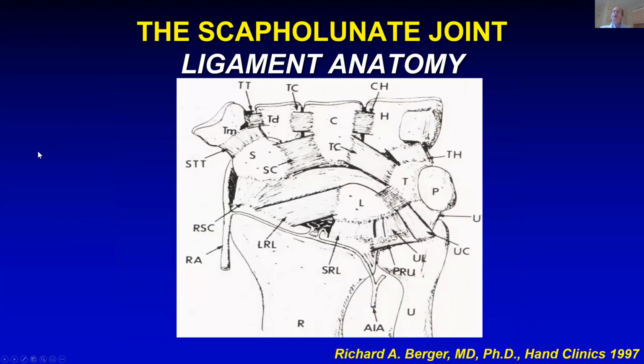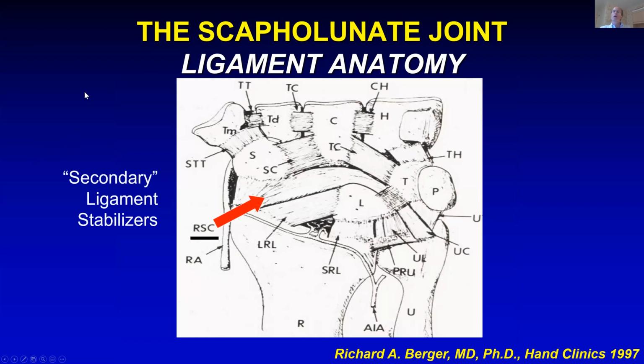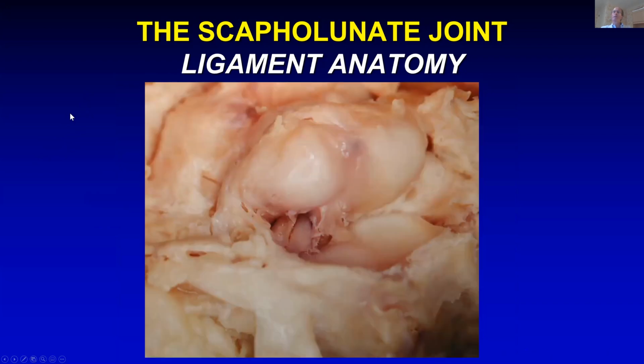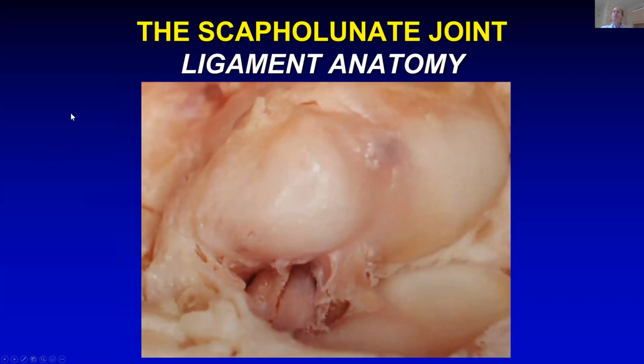The so-called secondary volar stabilizing ligaments of the scaphoid and the proximal carpal row include the radioscaphocapitate, the long and the short radiolunate ligaments, and the STT ligament complex. The tight envelope of the scaphoid's ligament supporting system is demonstrated here.